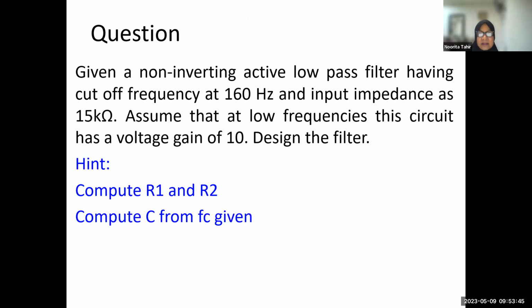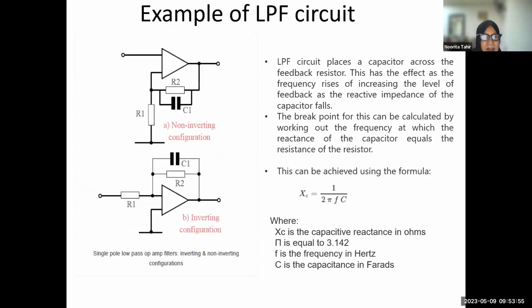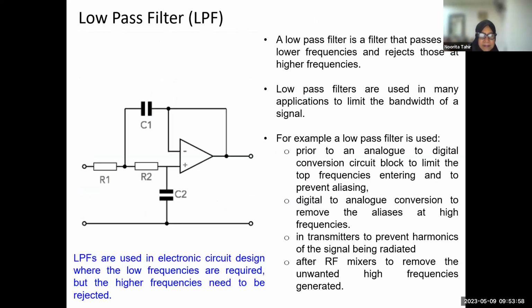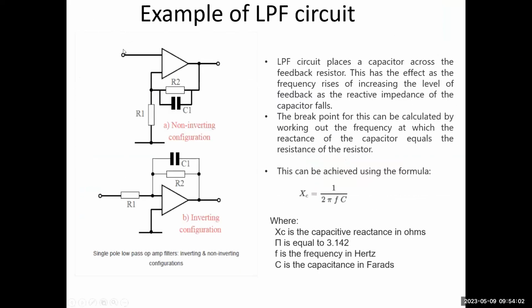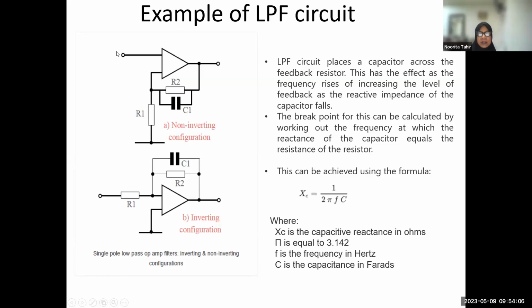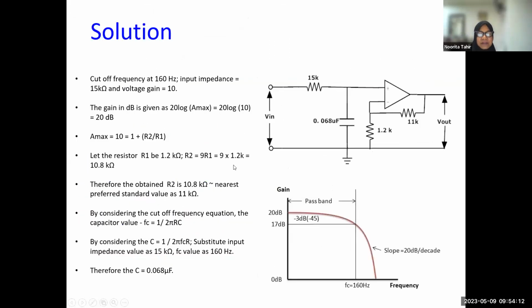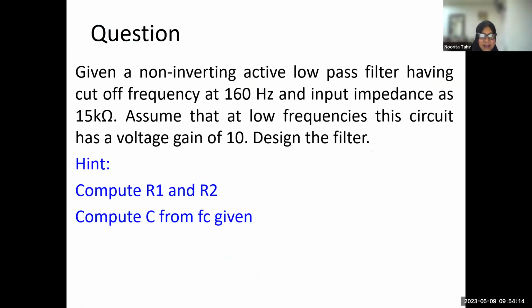When it says design the filter, what the question asks you to do is find the value of the resistors and the value of the capacitor in this circuit. We are doing this circuit because it has informed us it's a non-inverting amplifier. Try first before the solution is there.